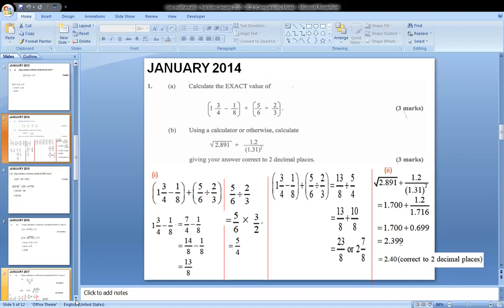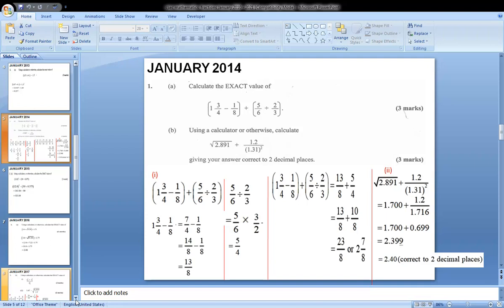It says using a calculator or otherwise, calculate the square root of 2.891 and then add that to 1.2 divided by 1.31 squared. So the square root of 2.891 is 1.700, and then we divide 1.2 into 1.31 squared. Now 1.31 squared is 1.716.